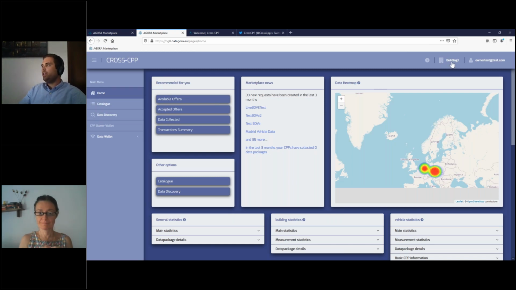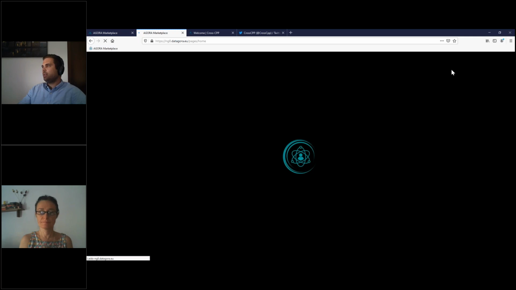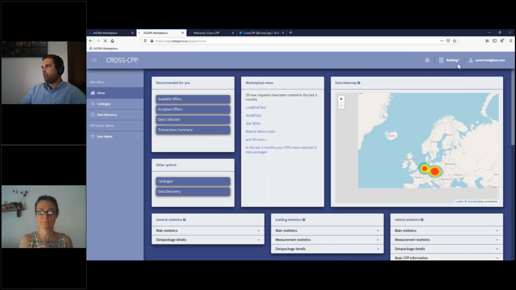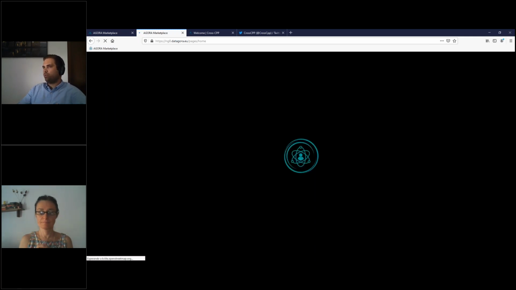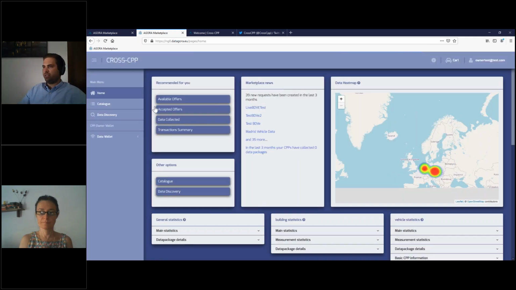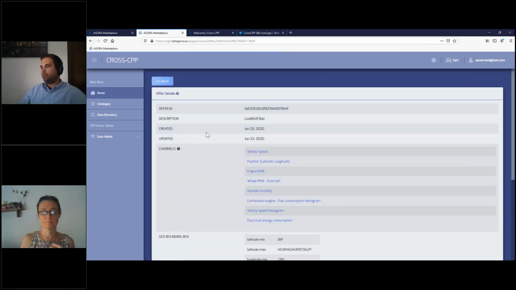Okay, so as we can see here, we can select every CPP that we are owners of. For example, here we have one car and we have also one building. So we can select and deselect each CPP depending on which information I would like to share and which offer I would like to accept. Okay, so as we can see here, in the marketplace we have a new offer. I am logging in as a new data owner. I would like to see which is the offer that the BDV test is offering, or which they are requesting in this sense.